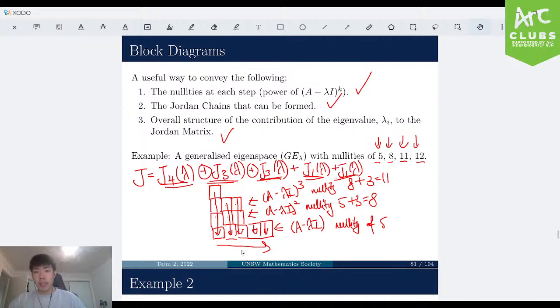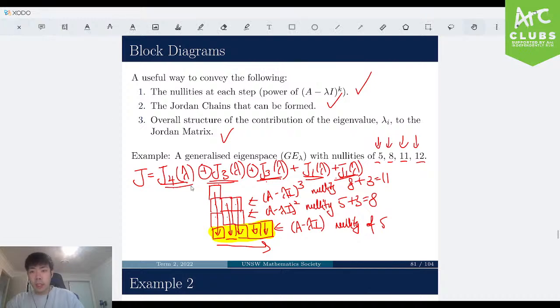Now, some extra facts. Recall, the geometric multiplicity is just the nullity of A minus lambda I, which essentially means that this bottom row here actually tells us what our GM is, right? There are 5 blocks here, so our geometric multiplicity for eigenvalue lambda must just be 5. And furthermore, if you sum up all of the blocks, this will tell you the algebraic multiplicity of your eigenvalue lambda.